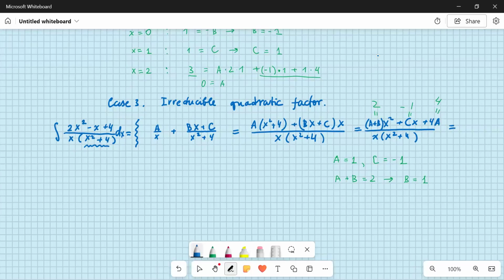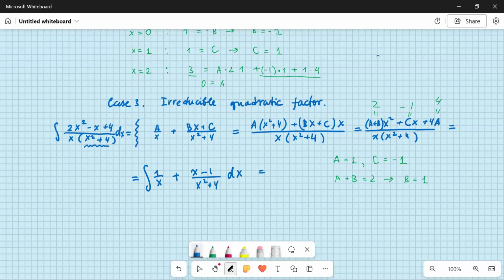So now I'm going to write down the final fraction over here. a equals 1, so it's 1 over x, plus b equals 1, it's x, c equals -1, and x squared plus 4. And I'm going to put the integral here, and that's going to be my expression. So how do we find the integral here?